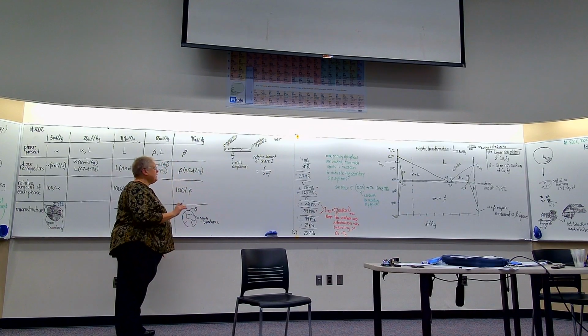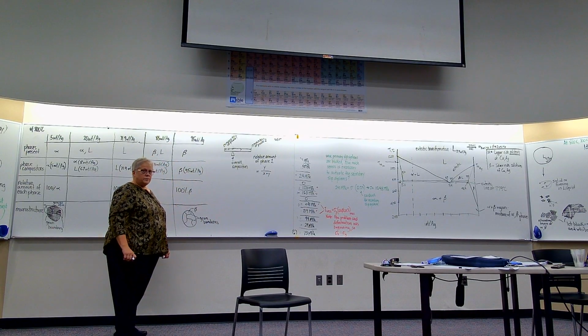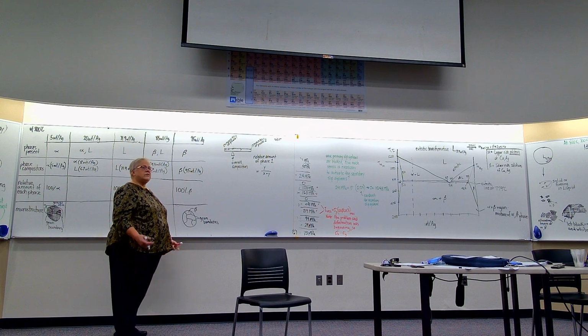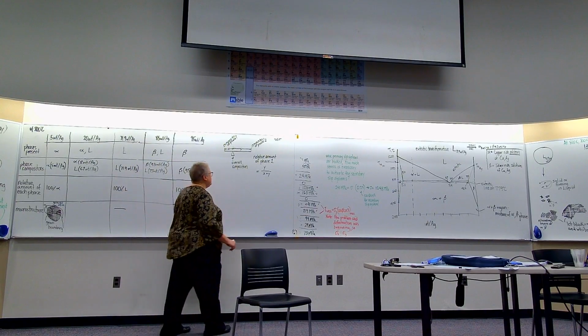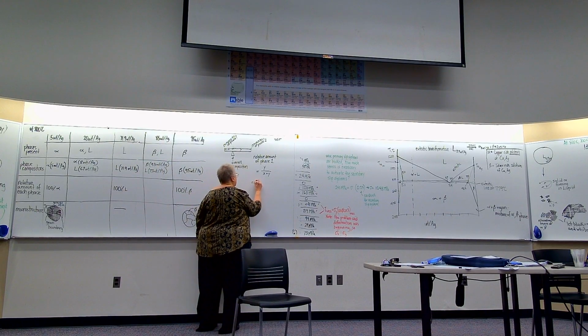So notice that I'm taking the length on the other side of the fulcrum. The most common error is to think that you're supposed to take the length on the same side. No, take the length on the opposite side of the fulcrum. So the relative amount of phase two is equal to x over x plus y.